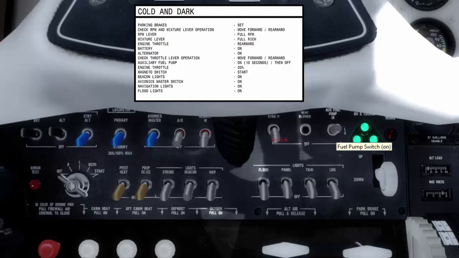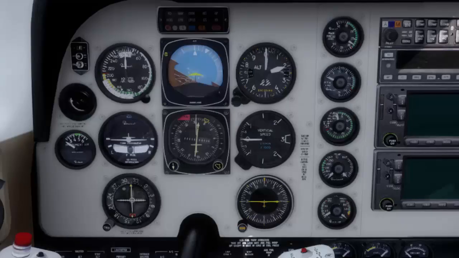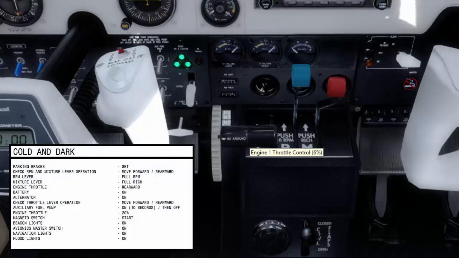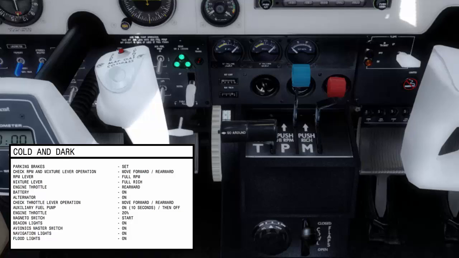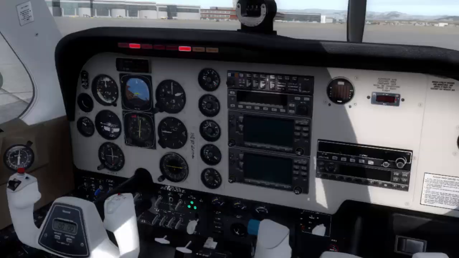Okay, so we need to operate the fuel pump for approximately 10 seconds, then we put it off, because we don't need it anymore. And very important, you have to move the black lever a bit to make it possible for fuel to enter the engine. If not, this bird won't start.